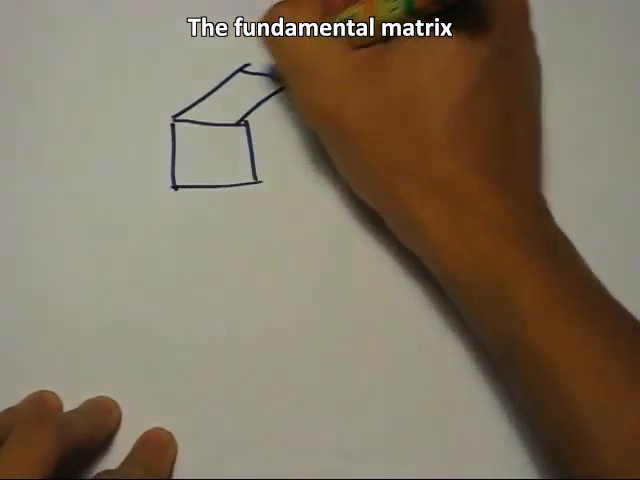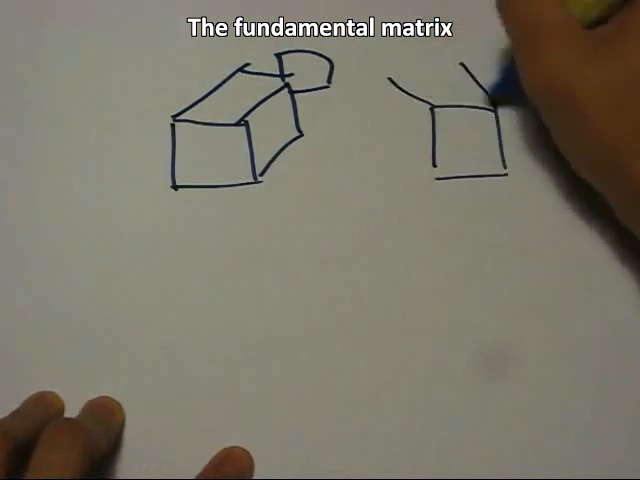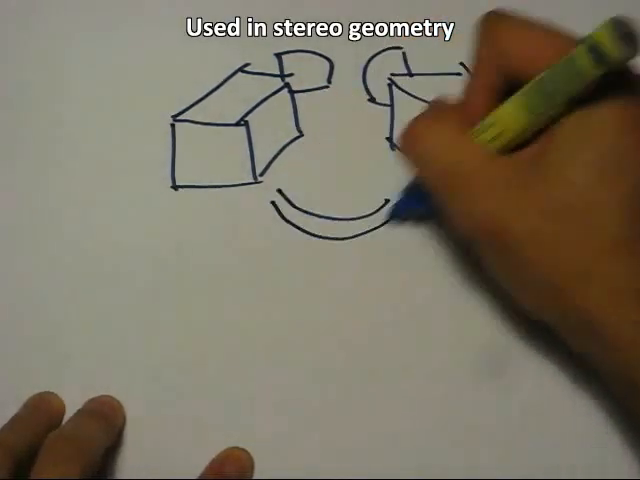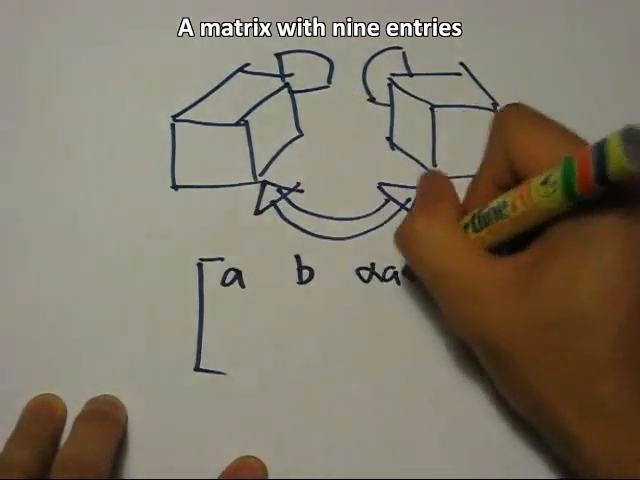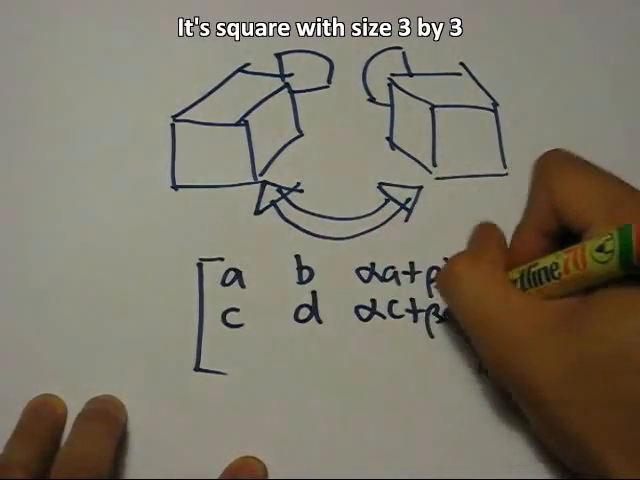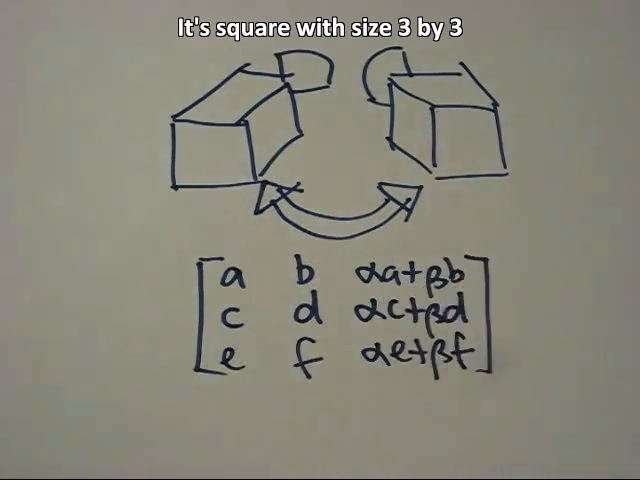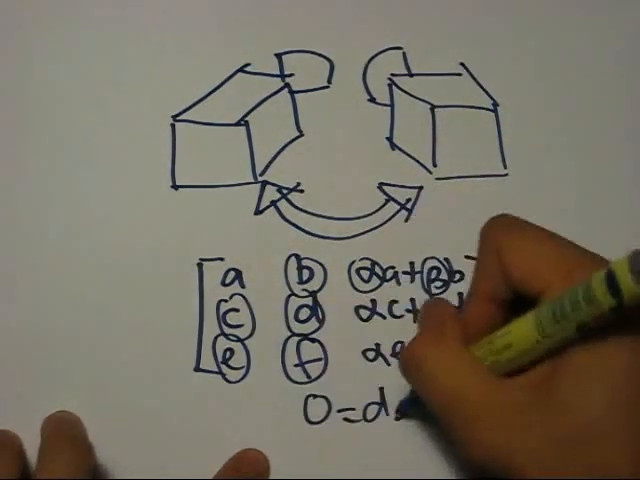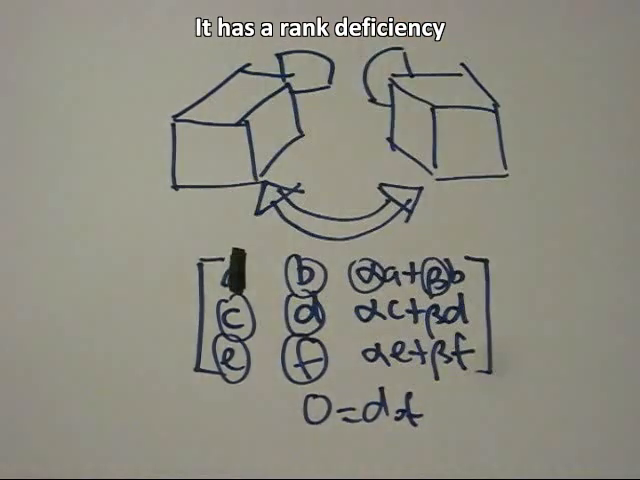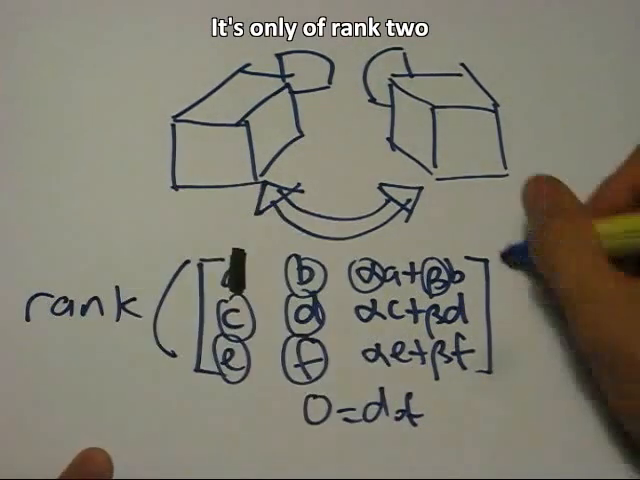The fundamental matrix used in stereo geometry. A matrix with 9 entries. It's square with size 3x3. Has 7 degrees of freedom. It has a rank deficiency. It's only of rank 2.